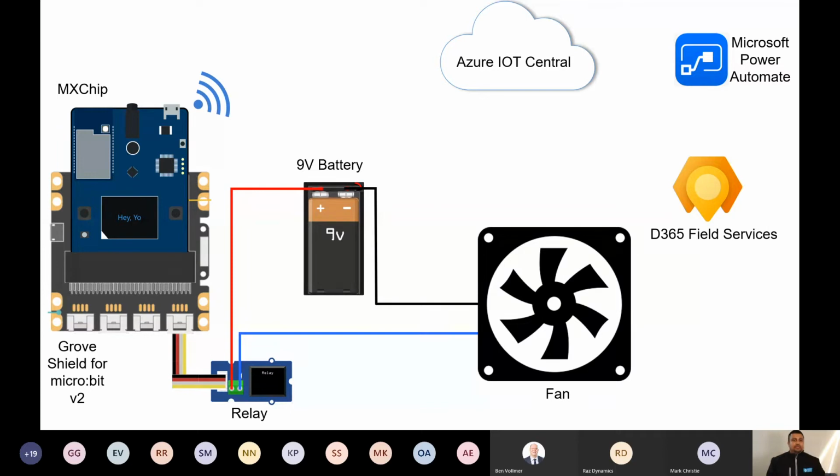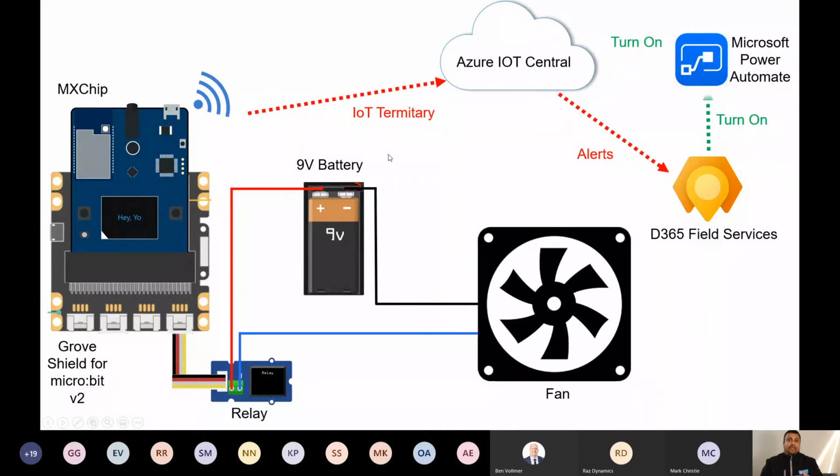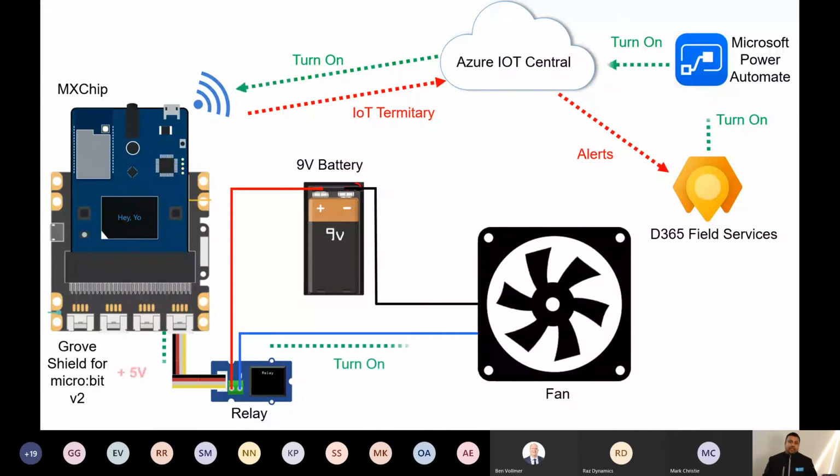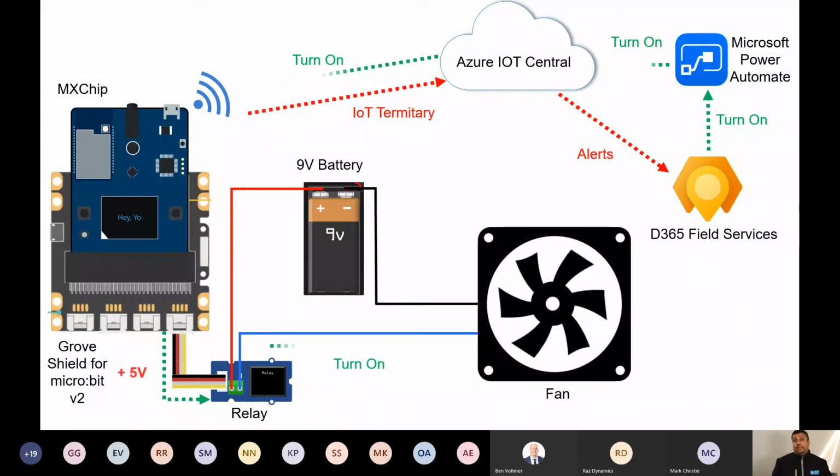So the idea here is, if you go back to the MRI scanner example, there's a heat anomaly. I'm using rules to detect it, and I'm creating an alert in field services. And then using field services, I'm executing a Power Automate workflow that is going to send the command to Azure IoT Central, and Azure IoT Central is going to send the command to the MX chip, which goes and triggers the relay, and it'll go and turn on the fan. So that is the scenario that I have.